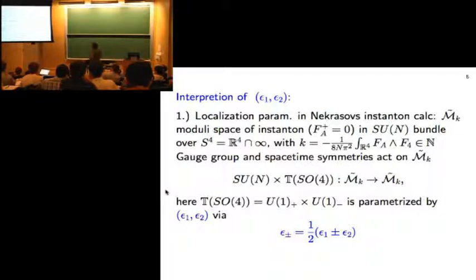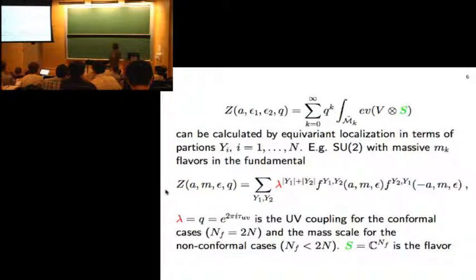Very often you see the combination epsilon plus, epsilon minus, and this is related to epsilon 1 and epsilon 2 in this fashion. When you do the calculation, you can localize with respect to these two actions. And by the way, the parameter a appears because of the action of the torus of the gauge group. This is a long story, which I cannot explain in all details, but what comes out is a sum over partitions. Y1, Y2 are Young tableaux, so it's basically a representation of partitions. And then there are functions on these partitions, and they yield this partition function explicitly.